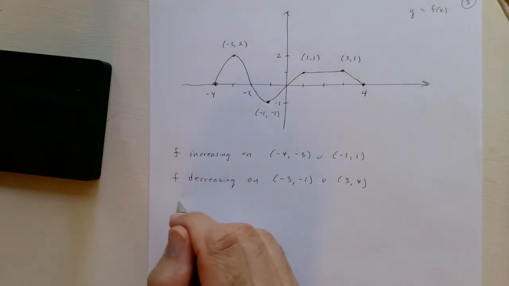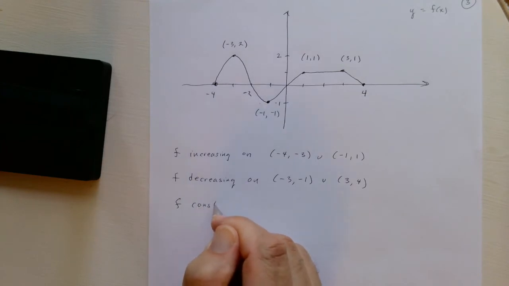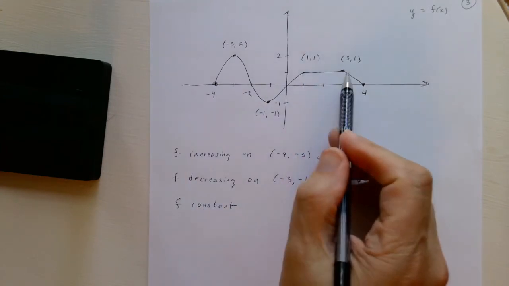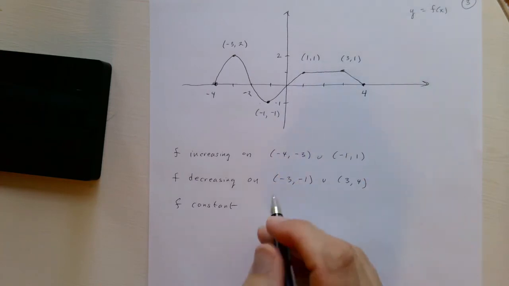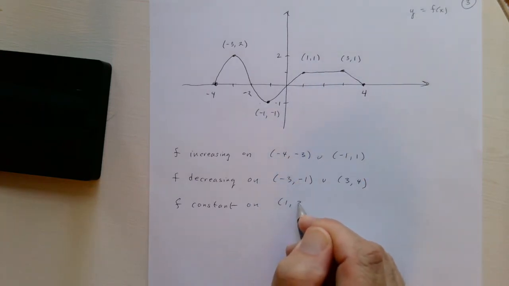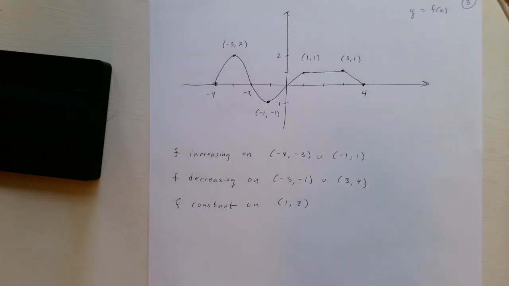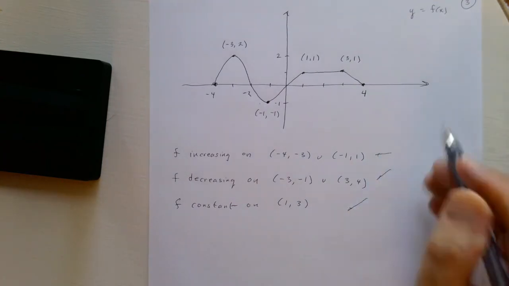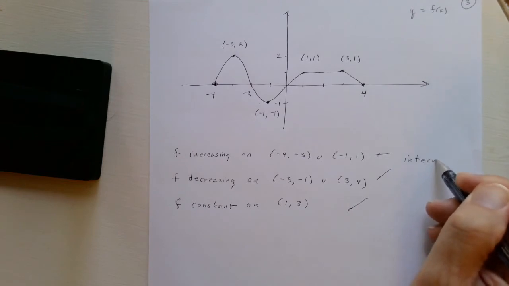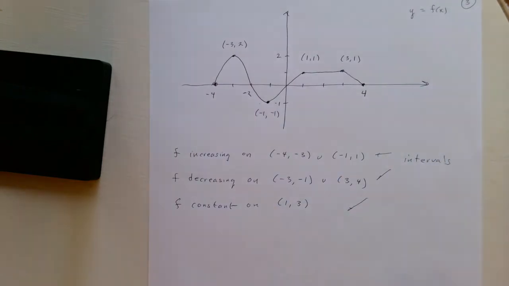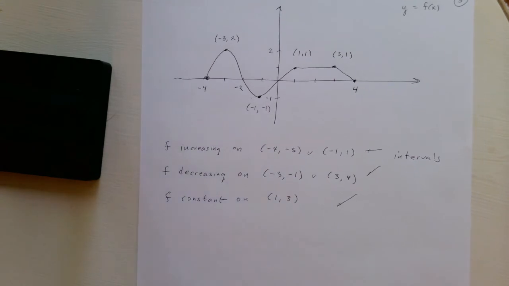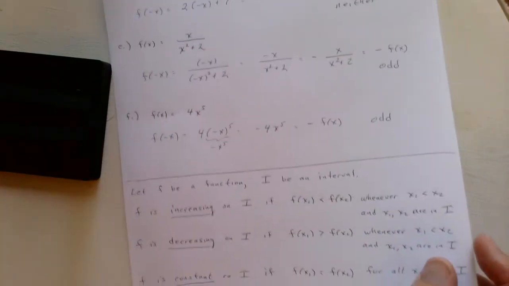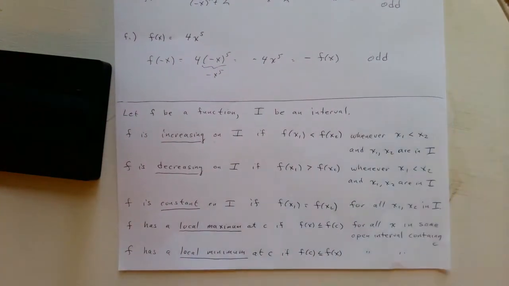And then we could say f would be constant from here to here, when x goes from 1 to 3. Now, it's important that you realize that these are all intervals. We are not talking about points here. It's all about intervals. And if you go ahead and look at the definition, you can see that's basically how we've defined increasing and decreasing and constant on an interval.